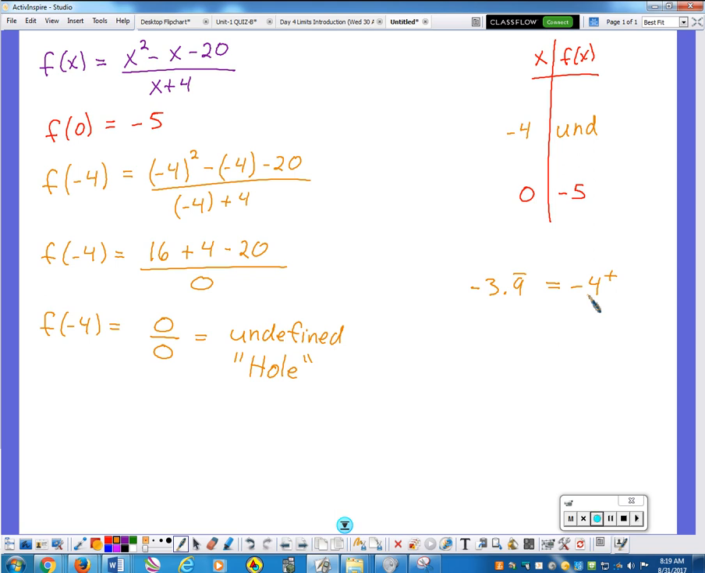So -4.00000 forever. I don't know how you go forever and then somehow get a 1, because those are kind of incompatible statements, but that's the idea. That number is slightly negative of -4, so we write it like this.